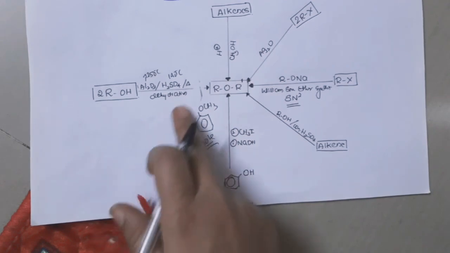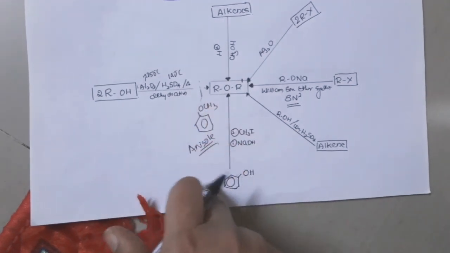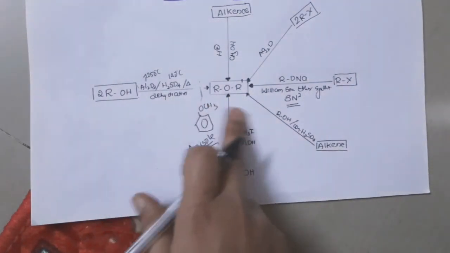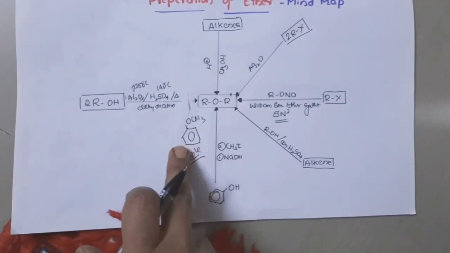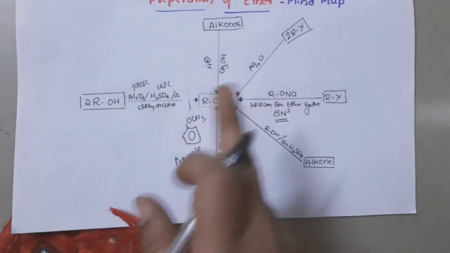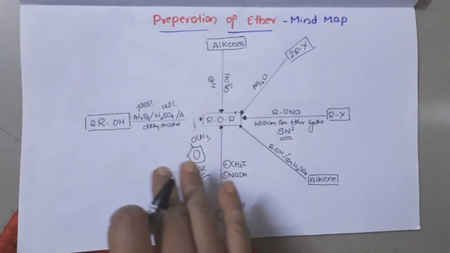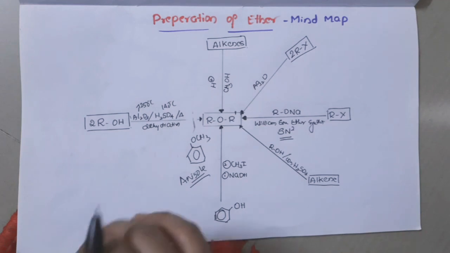Do remember this method because most of the chemical properties will be shown by this anisole. So this is the aryl ether that I have shown. Almost all the others are alkyl ethers, and that is how they are formed. So this is all about the preparation of ether.